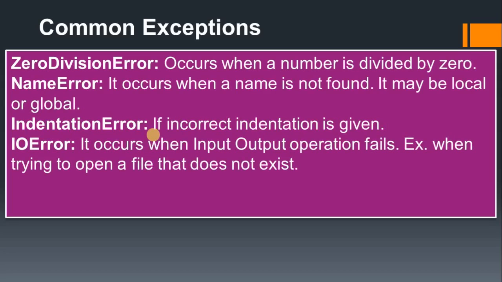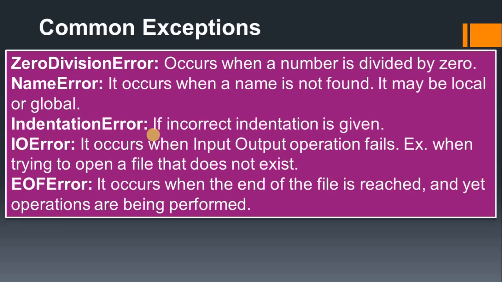Indentation error means you are providing unnecessary indentation in the program, so you get that error. Input output error occurs when input output fails. For example, when you are trying to open a file but it does not actually exist, meaning the path is wrong or the file is not present there. In that case it's an input output error. End of file means your file has already reached its capacity, and you are still going to add data but there is no space there. So that is the end of file error.